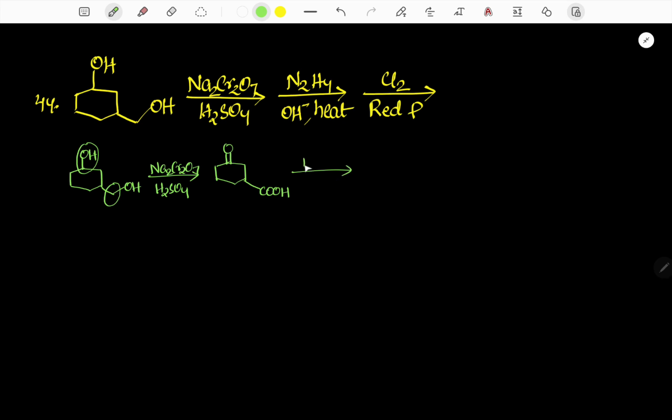Now it is treated with N2H4, OH minus, heat. So this combination is for Wolff-Kishner reduction. In the Wolff-Kishner reduction, only the keto group will be reduced, and the carboxylic acid cannot be reduced. So the keto group is reduced.